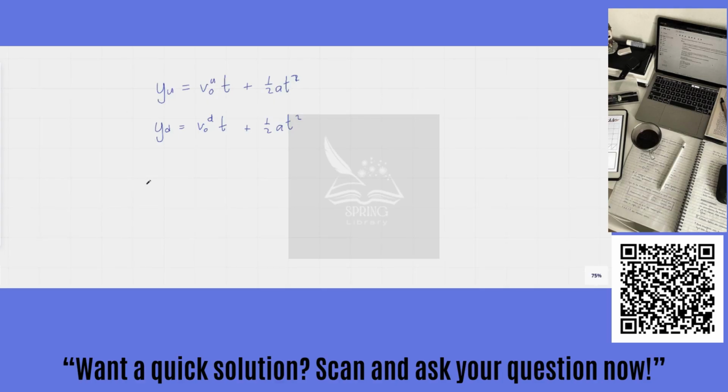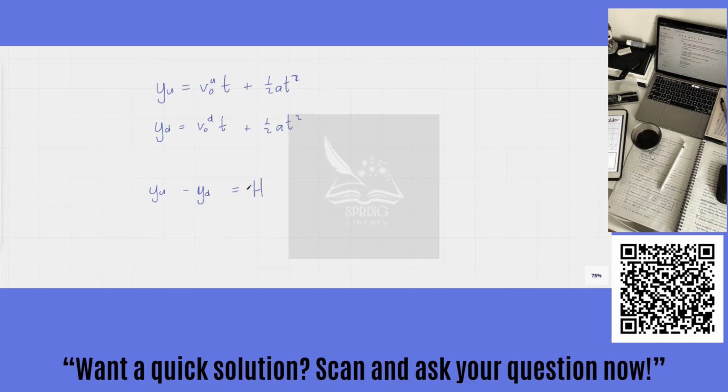So y up minus y down must equal h, where the minus sign appears because the displacement y down points in the negative direction.